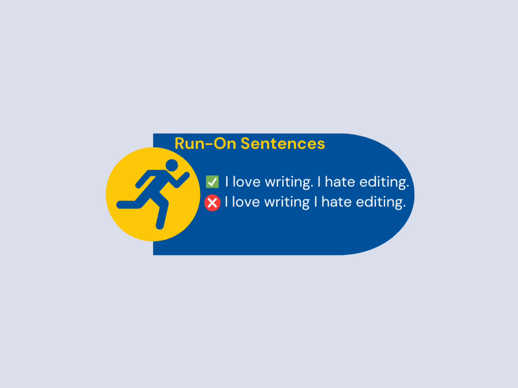Run-on sentences. Run-on sentences happen when two complete ideas are connected without the proper punctuation. For example, "I love writing, I hate editing" forces two independent thoughts into one messy sentence. The fix is simple. You can use a period, a semicolon, or a coordinating conjunction like "and" or "but" to separate them. Clean breaks between ideas make your writing easier to understand.